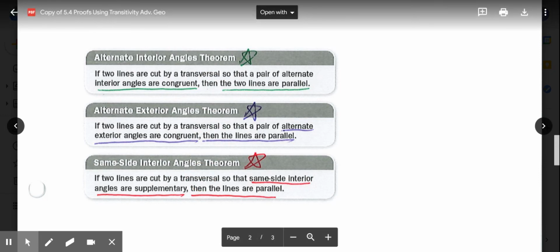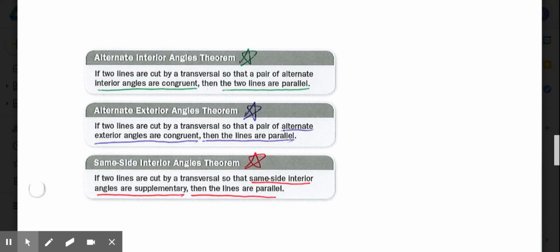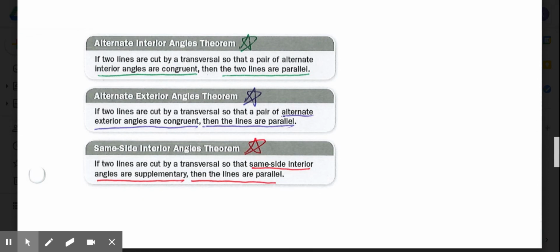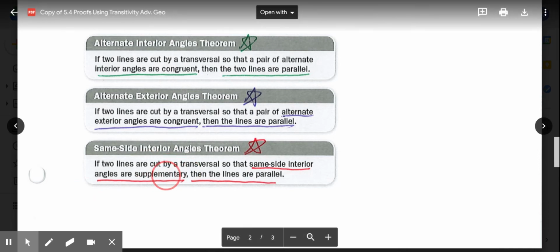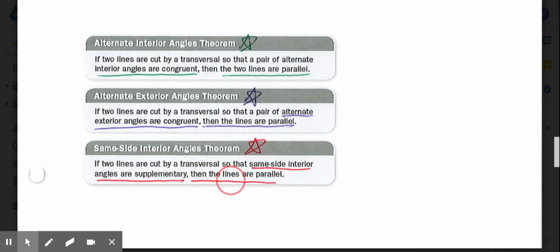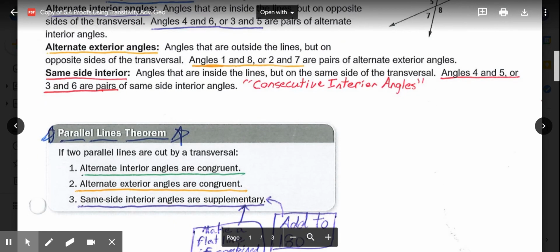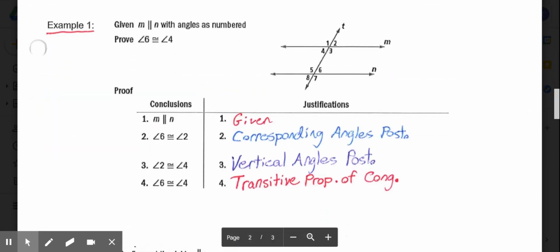So then the alternate exterior angle theorem says if 2 lines are cut by a transversal so that a pair of alternate exterior angles are congruent, then the lines are parallel. And last, if 2 lines are cut by a transversal so the same side interior angles are supplementary, then the lines are parallel. So we're doing the inverse of these 3 statements here.